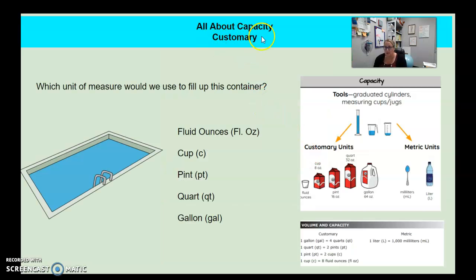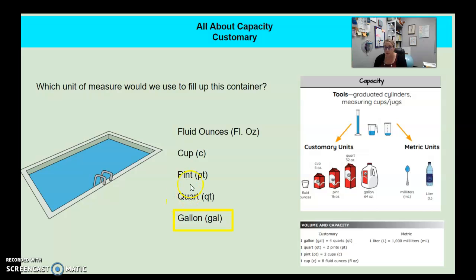So these are all about customary. So which unit of measure would we use to fill up this container? So if we had a swimming pool, would we want to use a little bitty cup like this to fill it all the way up, or would we want to use a cup, a pint, a quart, or a gallon? Well, I hope you said gallon.